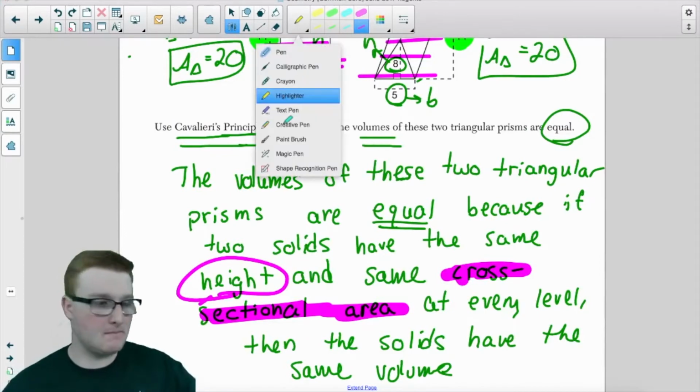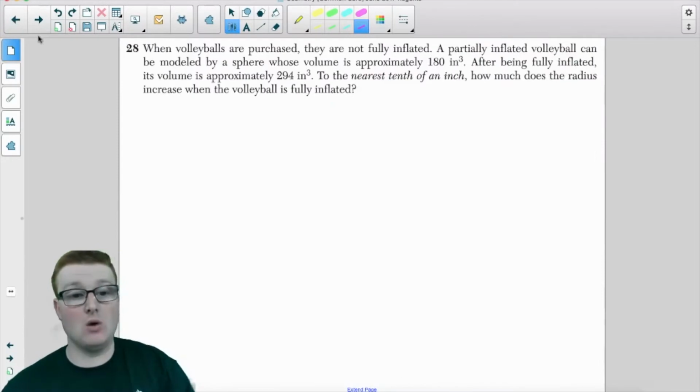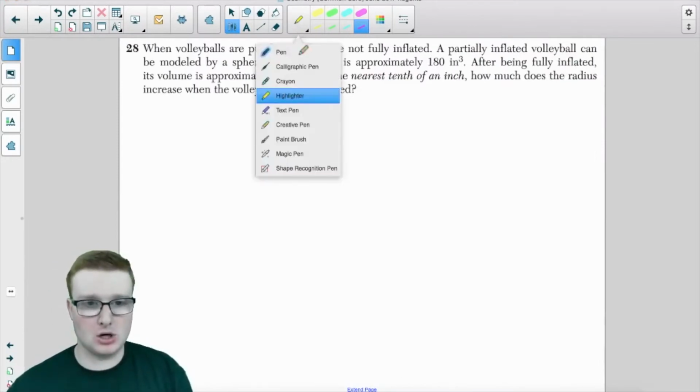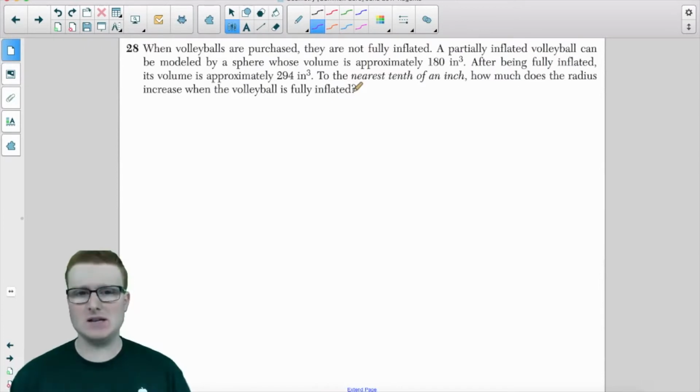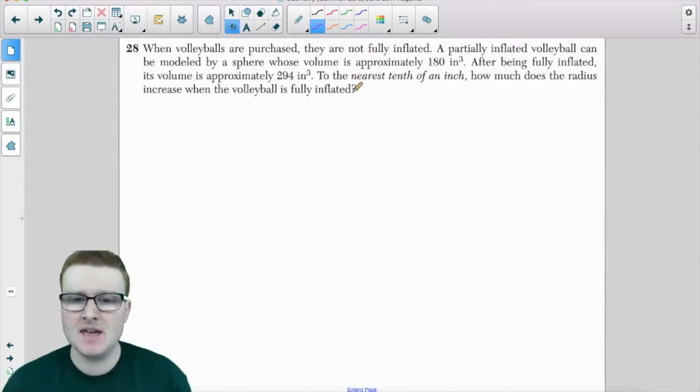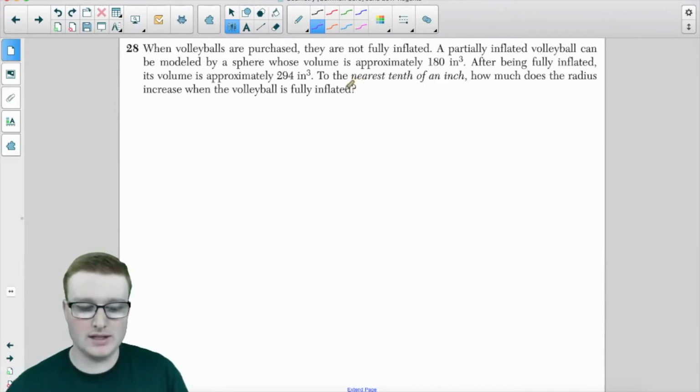Moving on to question number 28. When volleyballs are purchased, they are not fully inflated. A partially inflated volleyball can be modeled by a sphere whose volume is approximately equal to 180 inches cubed. After being fully inflated, its volume is approximately 294 inches cubed. To the nearest tenth of an inch, how much does the radius increase when the volleyball is fully inflated?